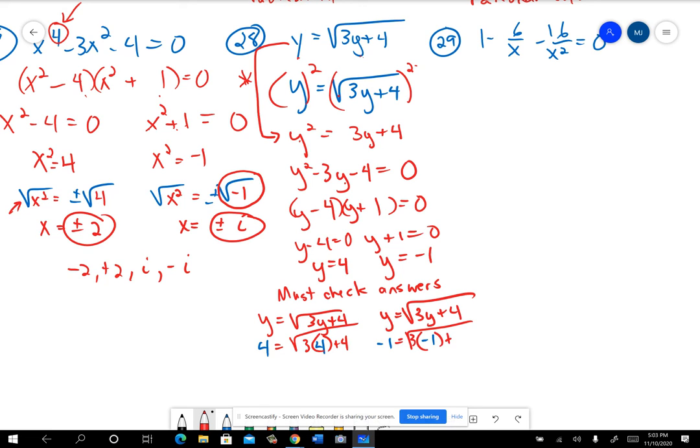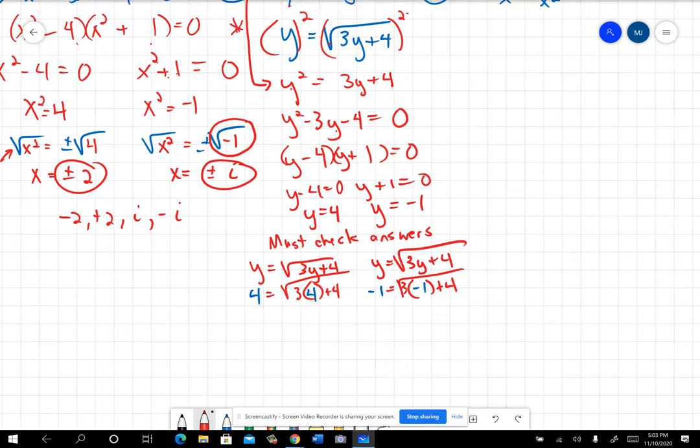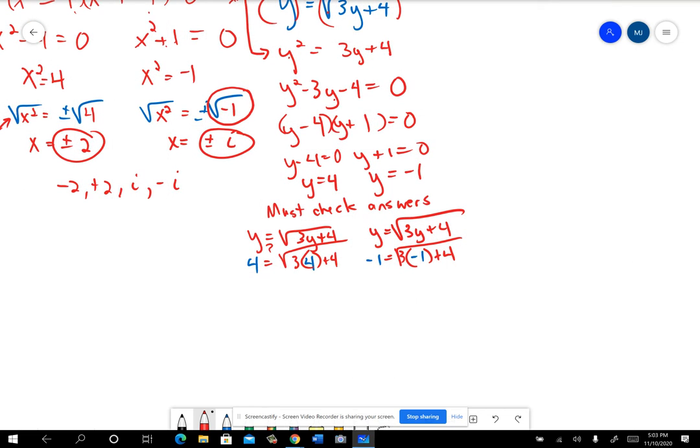So I'm plugging in the -1 on one of these. And what I'm doing is I'm checking, does it really work? Does this really work? Okay. Now these could both work. They could both not work, or one could work and one might not. You just don't know. So you have to just try them.